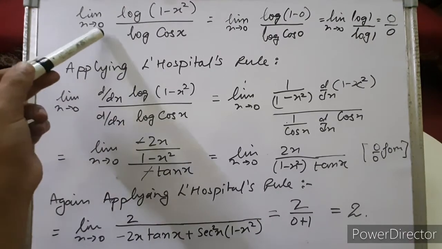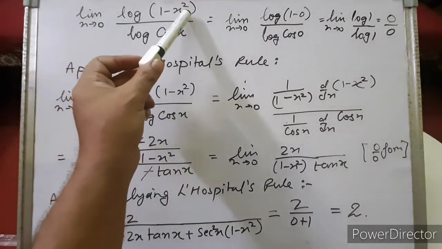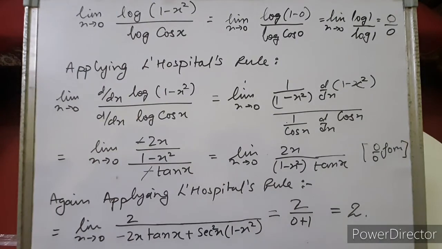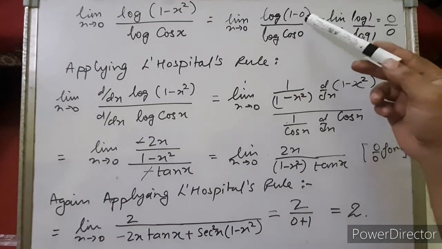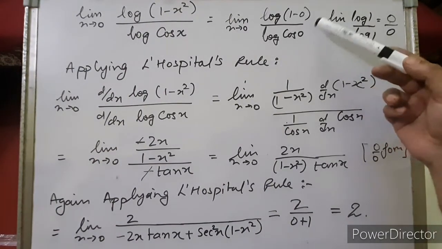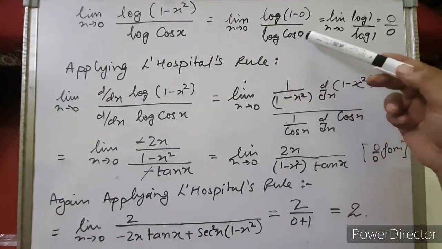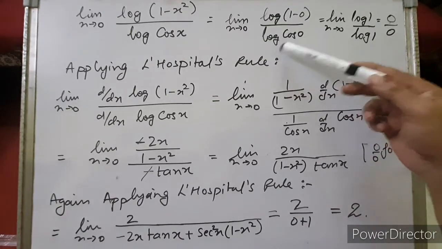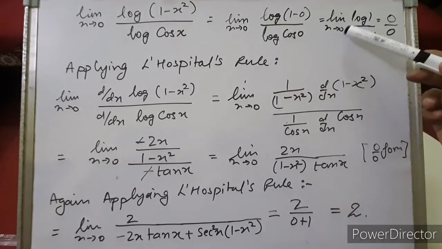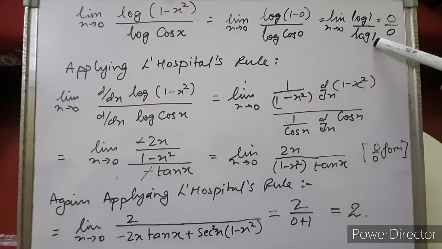So what we'll do, we'll substitute the limit x equals to 0 here. When we put that, we'll get limit x tends to 0 of log(1 minus 0 square) upon log cos 0. We know that cos 0 is 1. So it will be log 1 upon log 1, and log 1 is 0. So we get 0 upon 0 form. Right, that means we are getting an indeterminate form 0 upon 0.